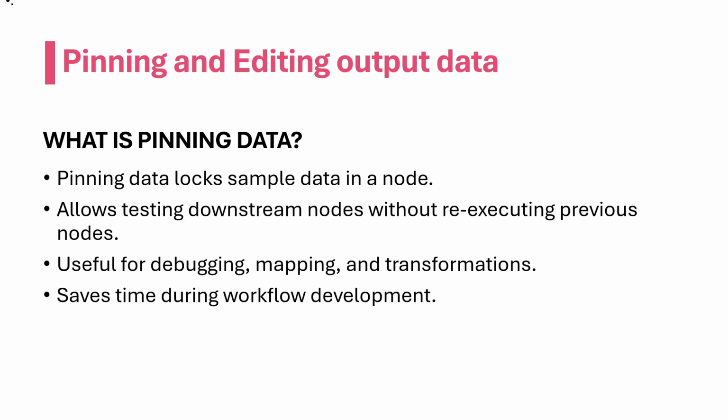For example, imagine you fetch data from an API and you are just testing how it flows to the next node. Instead of calling the API again each time, you can pin the data to reuse it. This feature helps developers save time and also avoid unnecessary API calls, especially when dealing with rate-limited services or large data sets. So it's very useful when you are mapping fields or performing transformations on static sample data.